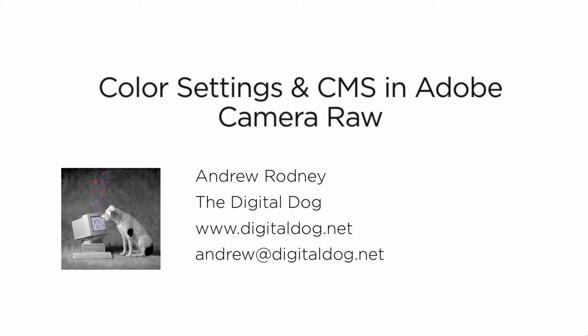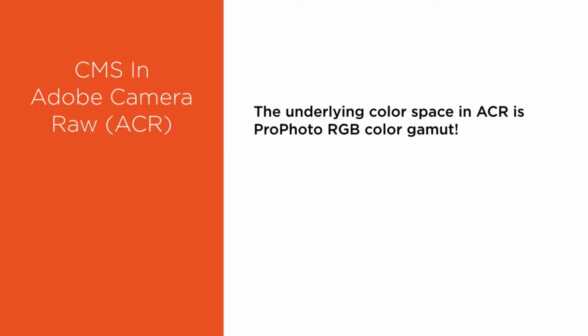in Adobe Camera Raw. And I do want to point out that primarily Adobe Camera Raw is a raw converter. It is used to render images from raw data into a color space, and let's take a look at some of the options available in Adobe Camera Raw.